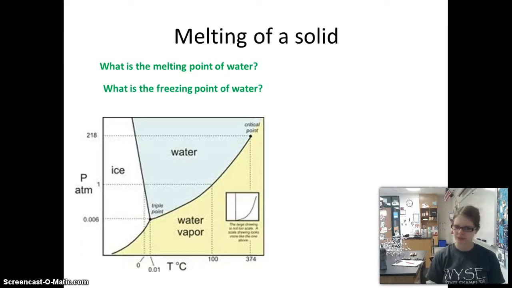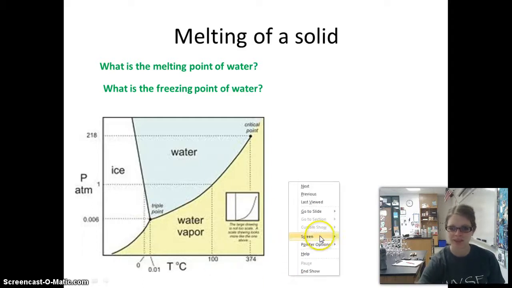What's the freezing point of water? Well, melting is when it goes from a solid to a liquid. That happens at 0 degrees. And freezing is when it goes from a liquid to a solid. That's the same state of matter change. The freezing point and melting point of water are both at 0 degrees Celsius.